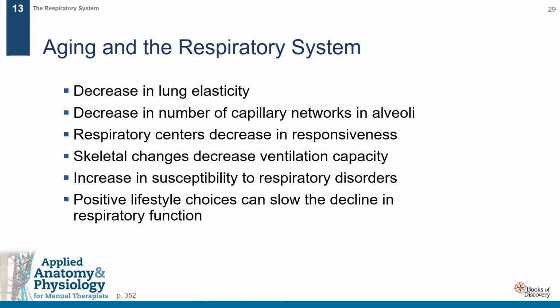Older adults also become more susceptible to respiratory diseases, including pneumonia and bronchitis, because macrophage activity in the lungs decreases and the number and activity of cilia declines. This makes it difficult to expel pathogens trapped in the mucous membrane. Age-related decline in respiratory function can be slowed or minimized through positive choices such as not smoking, maintaining a healthy body weight, practicing conscious breathing, and engaging in an active lifestyle.